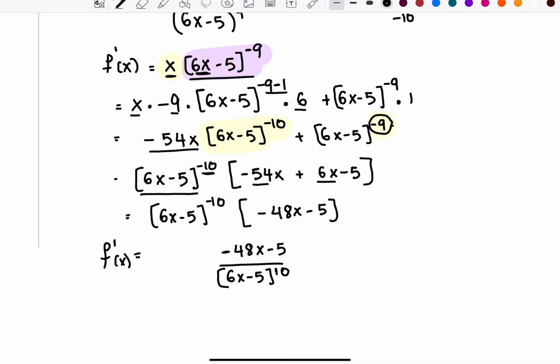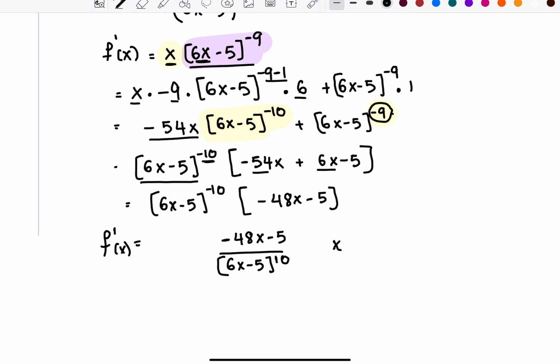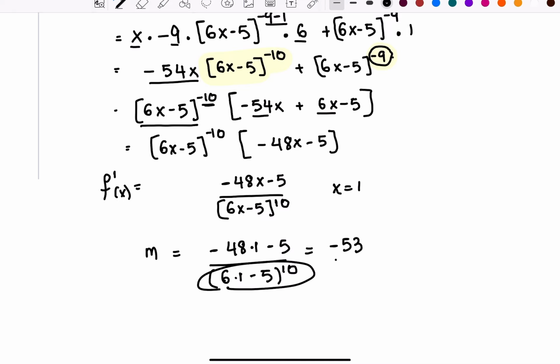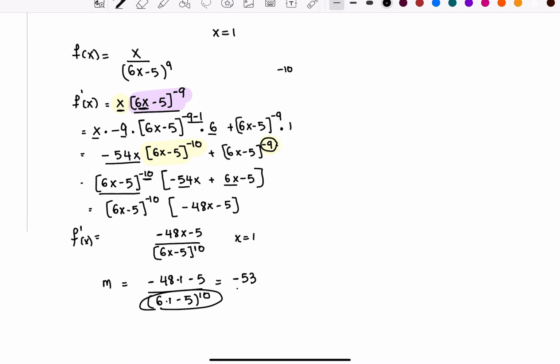And at what point am I finding the slope? I'm finding the slope at x is equal to 1. So my slope m is equal to negative 48 times 1 minus 5 over 6 times 1 minus 5 to the power 10. Negative 48, minus 5 is negative 53. And this whole thing is a 1, so I don't have to put it over 1. So now that I have my slope, let me go ahead and write my equation.